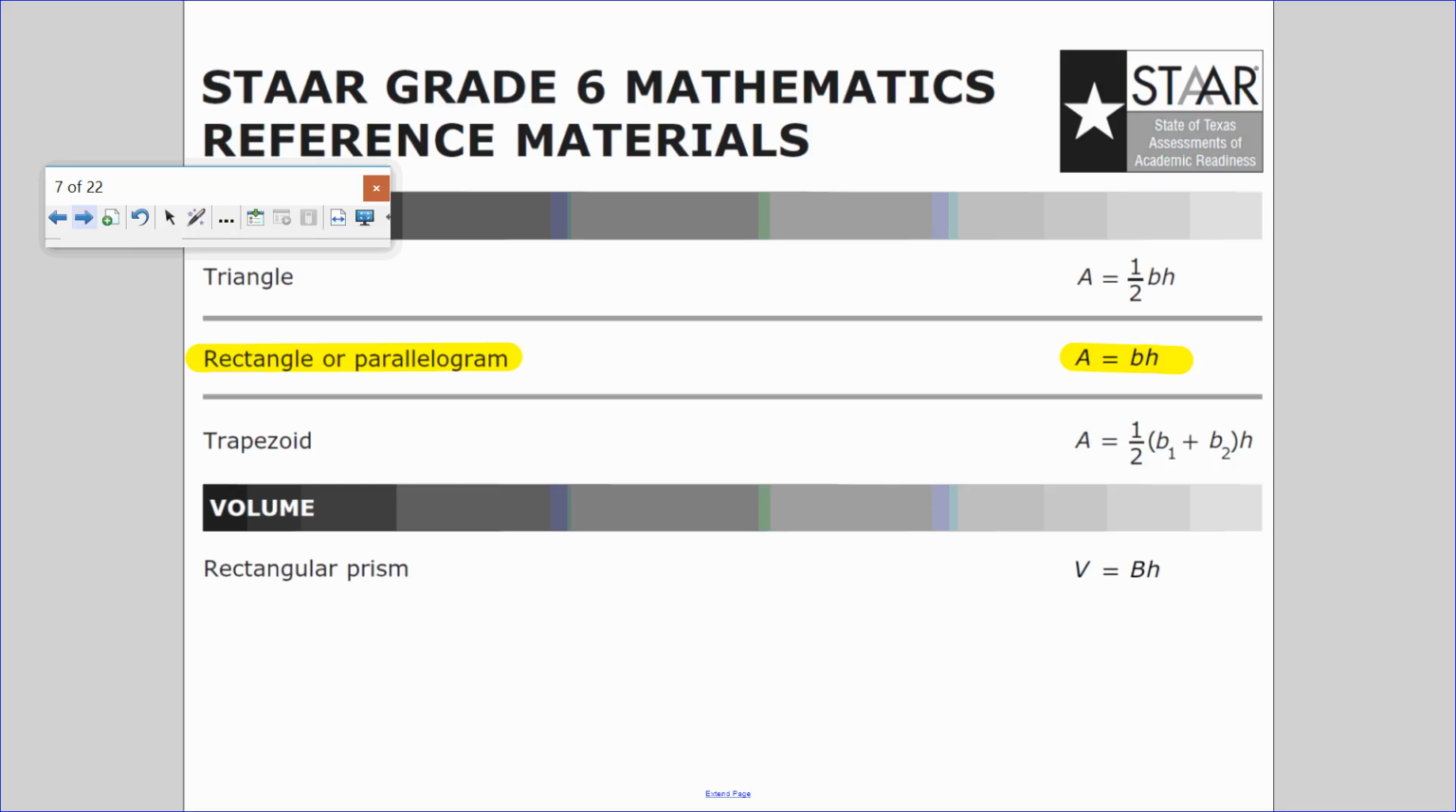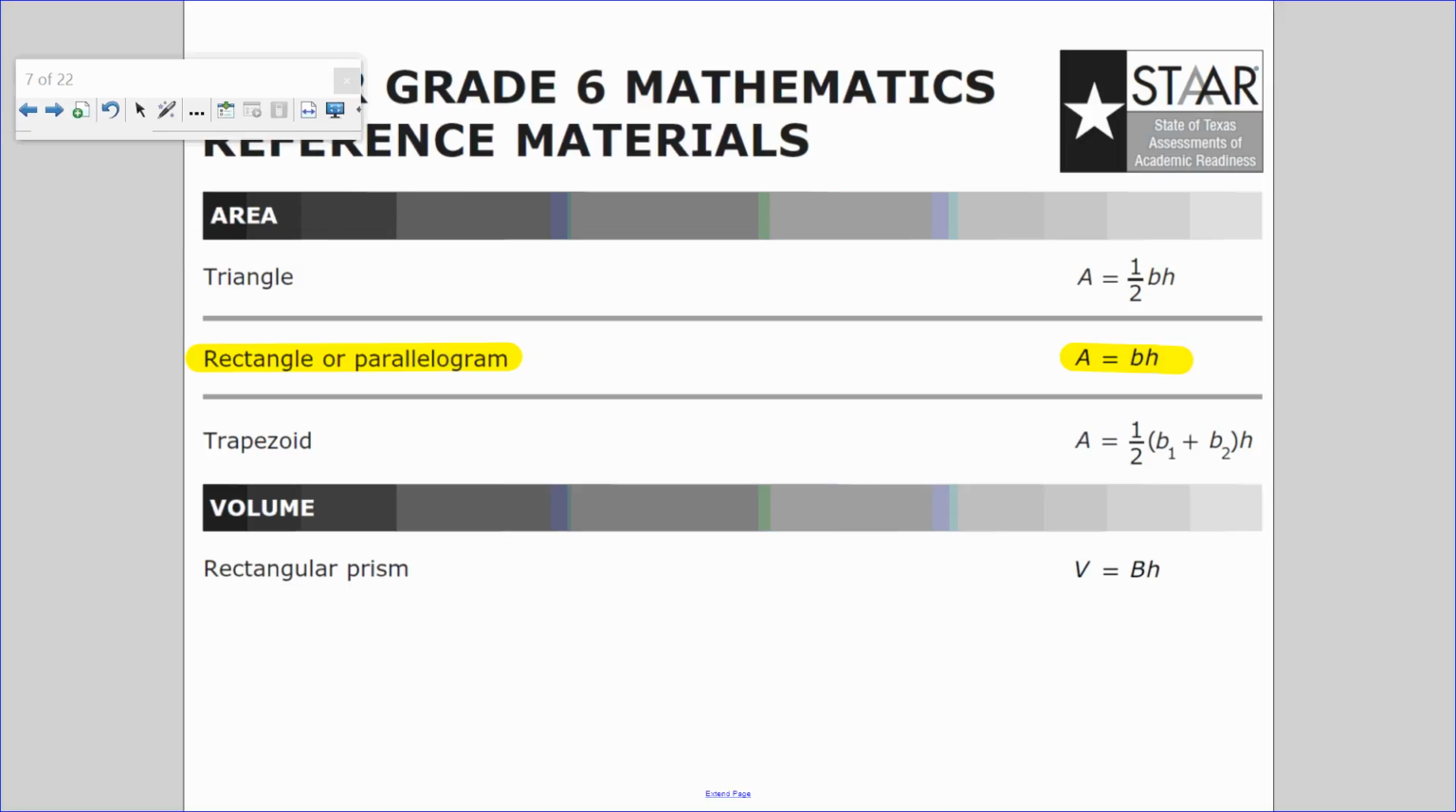So this is a mathematics formula chart. So I highlighted what we're learning today. Area of a rectangle or parallelogram is A equals BH, or base times height.